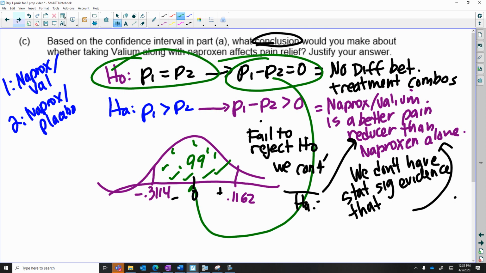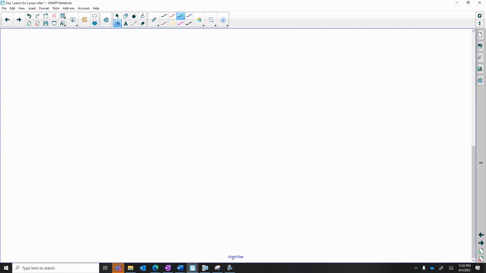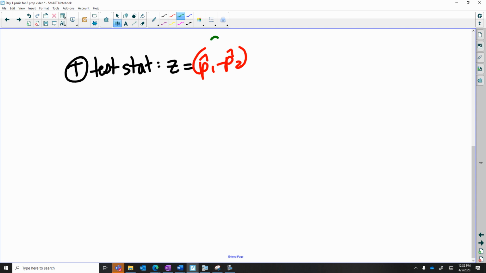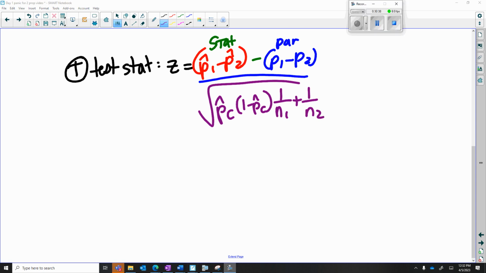I'm going to just do it under here. When I do my z-score for my test statistic, I do p hat 1 minus p hat 2. That's our statistic, minus the parameter p1 minus p2, over the formula for p hat pooled times 1 minus p hat pooled. Again, this is off the reference table, times 1 over n1 plus 1 over n2. I'm going to write the data here for you on the side.